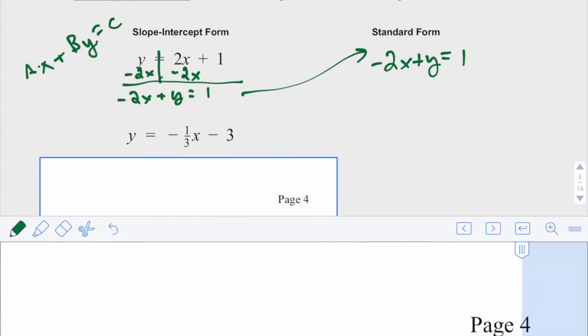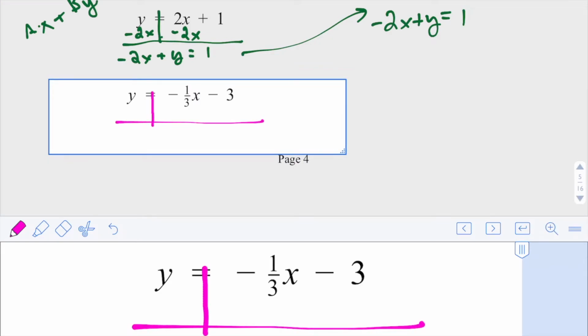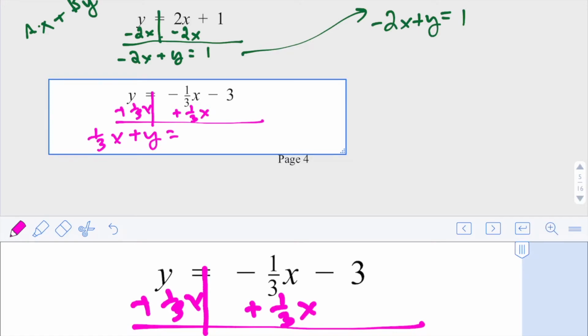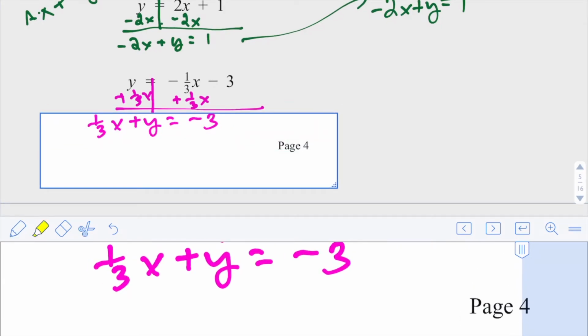So there's that one. Now let's look at the second one. I want to draw my balancing point and I want to move the x term. I want to get rid of the negative 1/3 x on this side. I have to add 1/3 x to it, and then add 1/3 x over here. That gives me 1/3 x plus y equals negative 3. Now I want to get rid of this fraction right here.